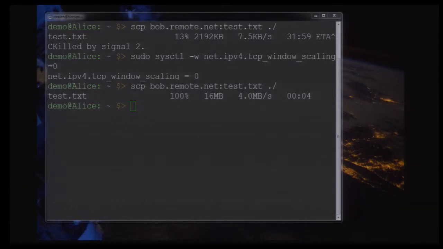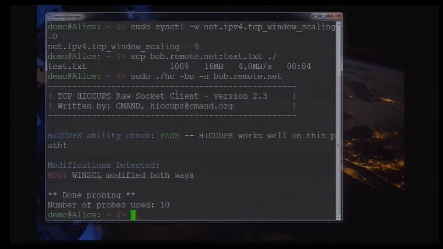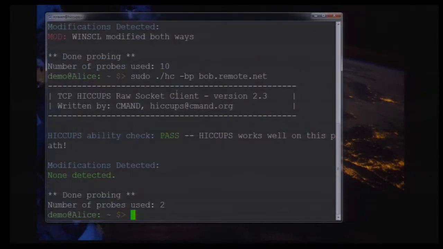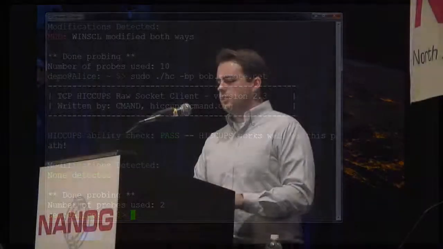Back on our little demo here. Remember what's going on here is there's a middle box in the way that is zeroing out that window scaling value. And this is our user space client that you're looking at. When we ran it, we find that it does detect the window scaling modification happening in both directions. And that's when we probe for window scaling. If we take off this flag here, it will not check window scaling, it will not set a window scaling option. And when that's done, we see that there are no modifications that happen. So what we can infer from this is there's a middle box in the way that is changing that window scaling value when we set it.